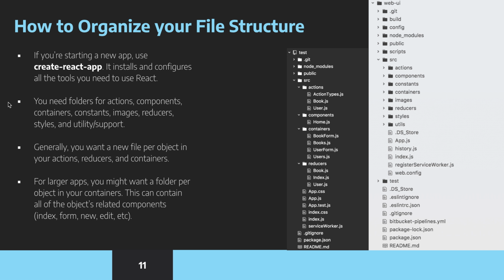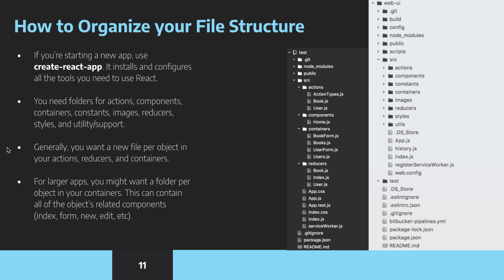So if you're using Redux, you're going to need folders for actions, components, containers, constants, images if you need them, reducers, styles, and utility/support functions if you need those too. Generally, you're going to want a new file per object for your actions, reducers, and containers.